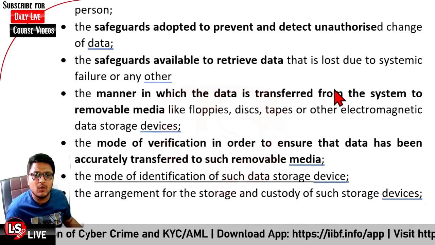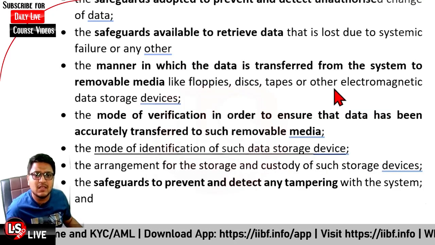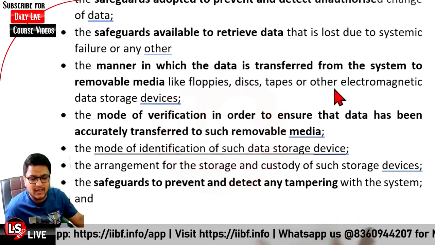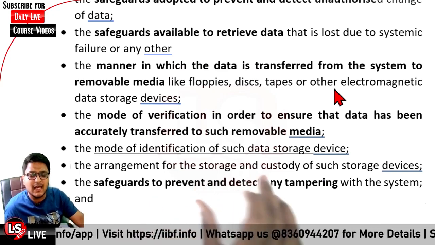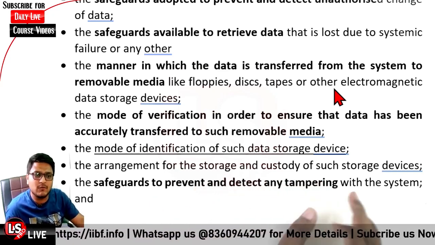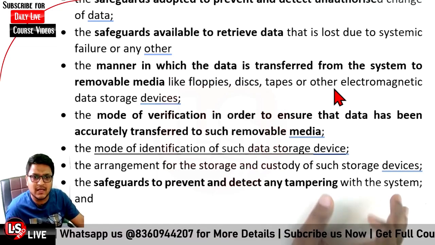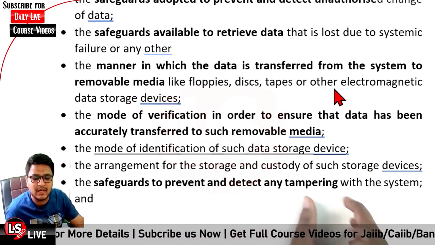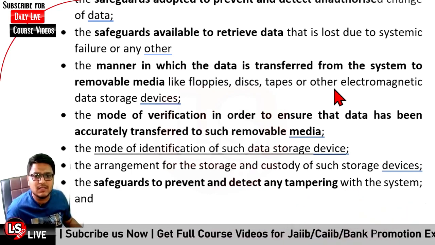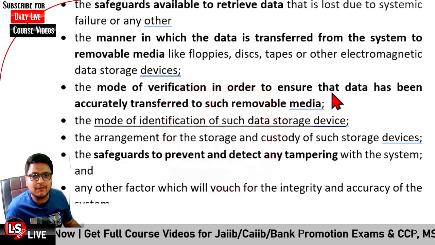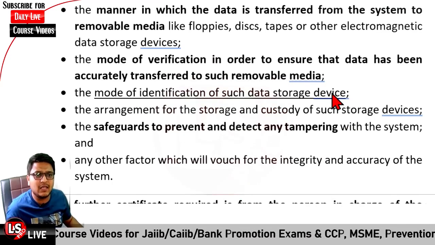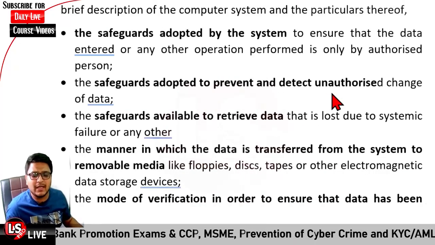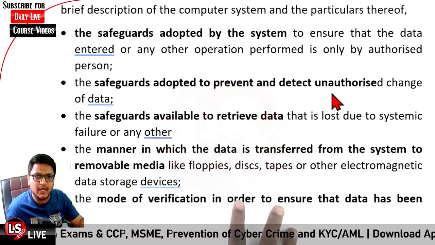And further, the mode of identification of such data storage device, the arrangement for the storage and the custody of such storage devices. Okay, that there was a particular arrangement of the storage and the electromagnetic device in which the data is stored is under custody. And further, safeguards to prevent and detect any tampering with the system, that is, that there is no tampering with the system. And further, that any other factor which will vouch for the integrity and accuracy of the system have been taken care of.